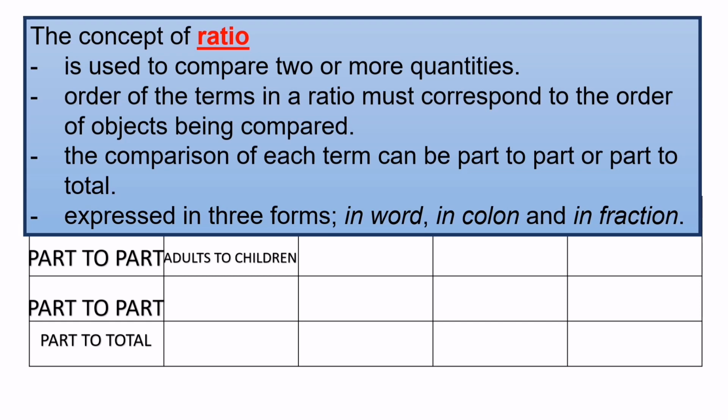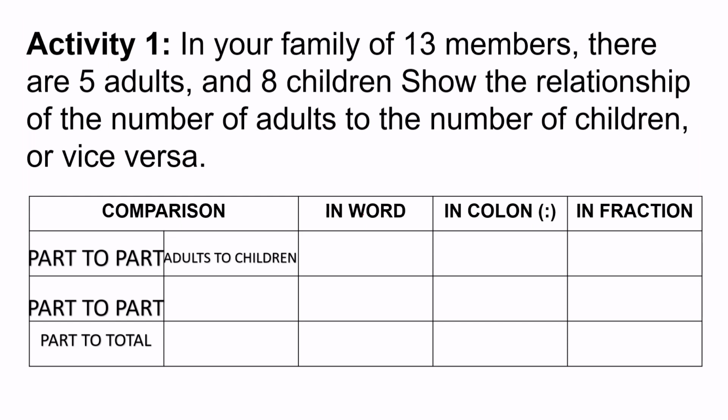The comparison of each term can be part to part or part to total. Expressed in 3 forms: in word, in colon, and in fraction. And that is ratio. So, unahin natin yung in word. So, gagamitan natin yan ng phrase na is to.